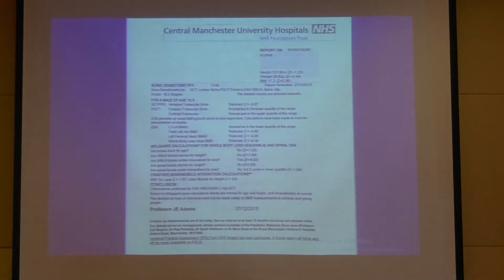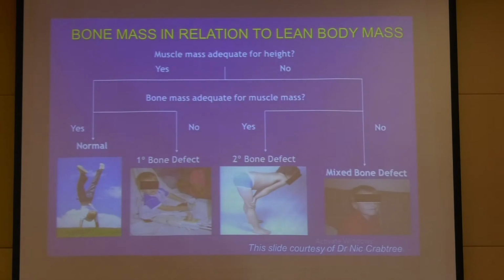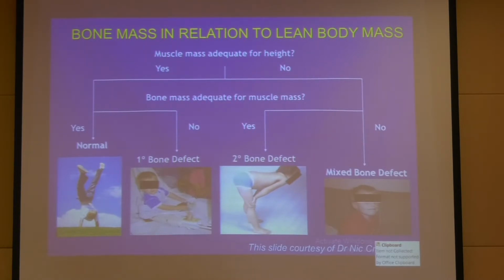Or you could have the normal amount of muscle for your height, but the amount of bone for your muscle is reduced, like in osteogenesis imperfecta, so you've got a primary bone defect. On the other hand, you may have less muscle for your height, but the amount of bone for your muscle is adequate, like in Duchenne muscular dystrophy, which is the panel here.